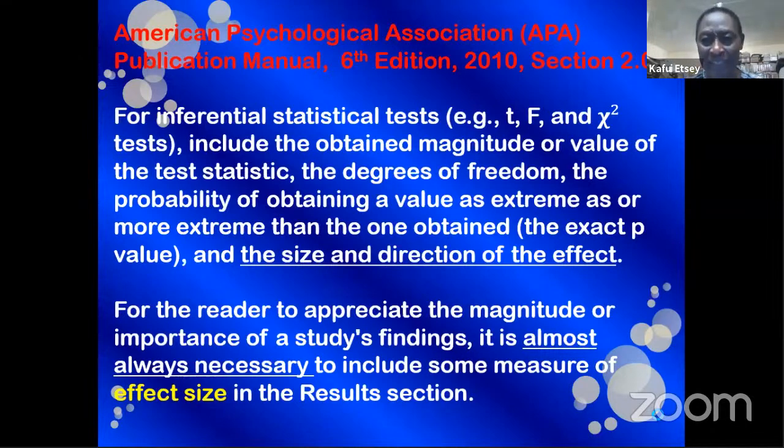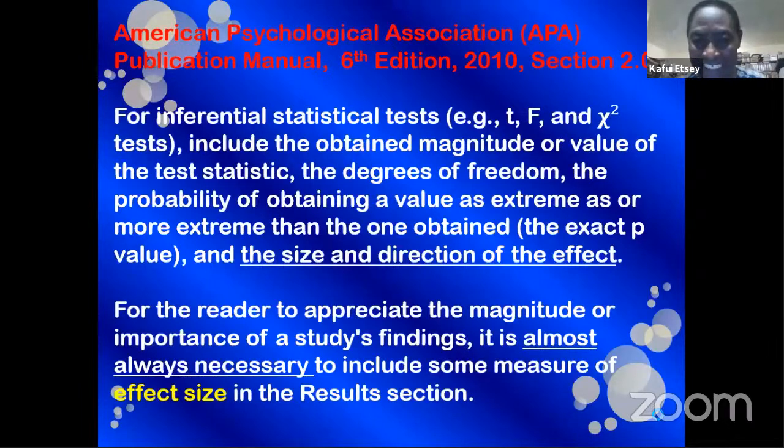So what does APA section 2.07, 6th edition, say? It says, for inferential statistical tests, e.g., the t-test, the F-test, and the chi-square test, include the obtained magnitude or value of the test statistic, which will be the t, the F, the chi-square. Then include the degrees of freedom. Include the probability of obtaining a value as extreme as or more extreme than the one obtained, that is the exact p-value, and the size and direction of the effect.